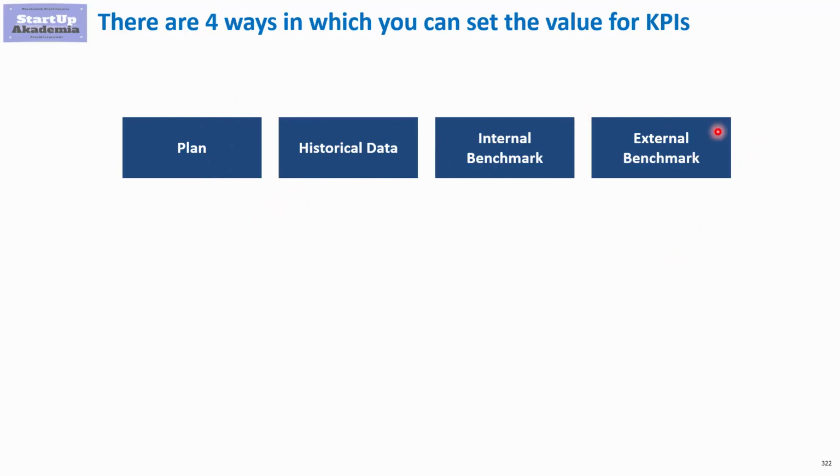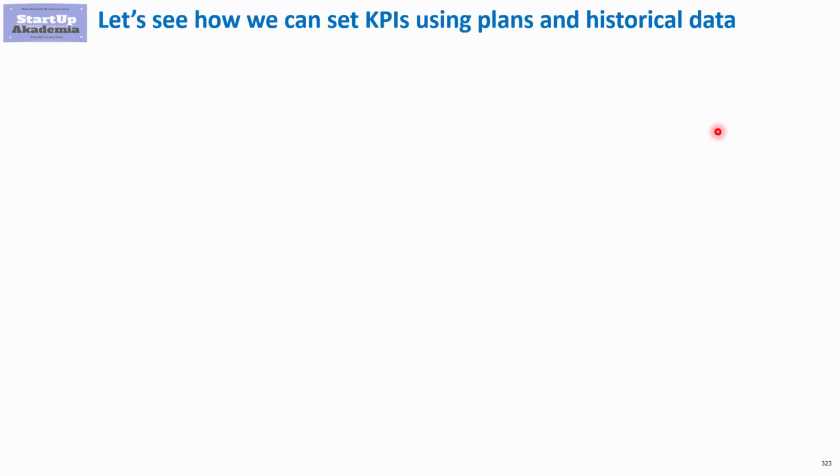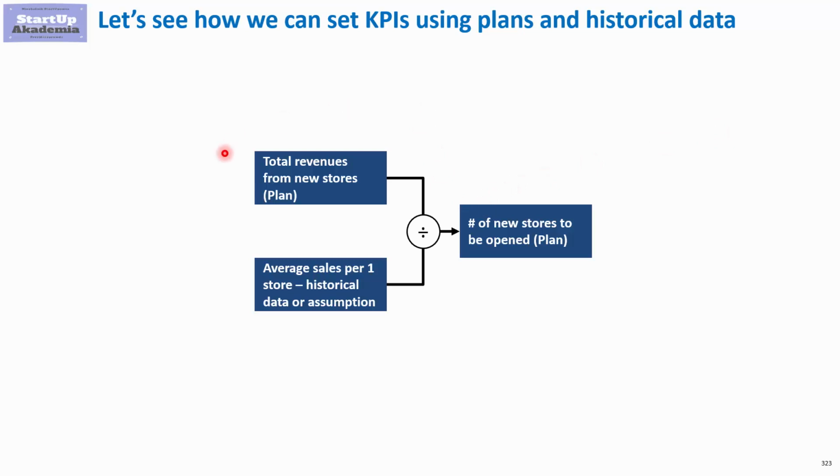Now let's have a look at some examples that will show you how to use it in practice. So imagine that you are working for a retailer that wants to set the value of new openings of stores, which is an important KPI for the development department, which has to find the locations and construct the stores. So we've got the total revenues from the new stores, which is a plan. And then we know the average sales per one store, which is a historical data or assumption. Now, if we divide one by the other one, we actually get the number of new stores to be opened. So if we want to have 200 million and one store sells roughly 2 million, it means that we have to open in a given year 100 stores. And this would be the KPI for the development manager working for the retailer.